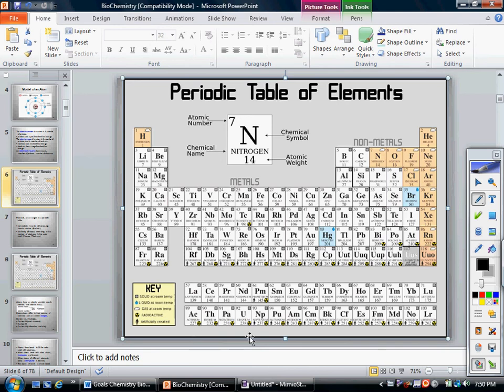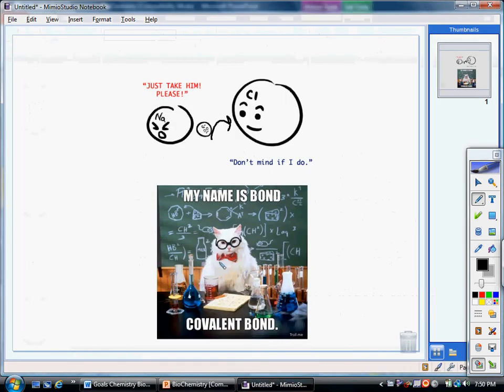One electron is given from one atom to another atom. That is the definition of an ionic bond. Okay, so this is an ionic bond. Now, what are some things that we know about ionic bonds?